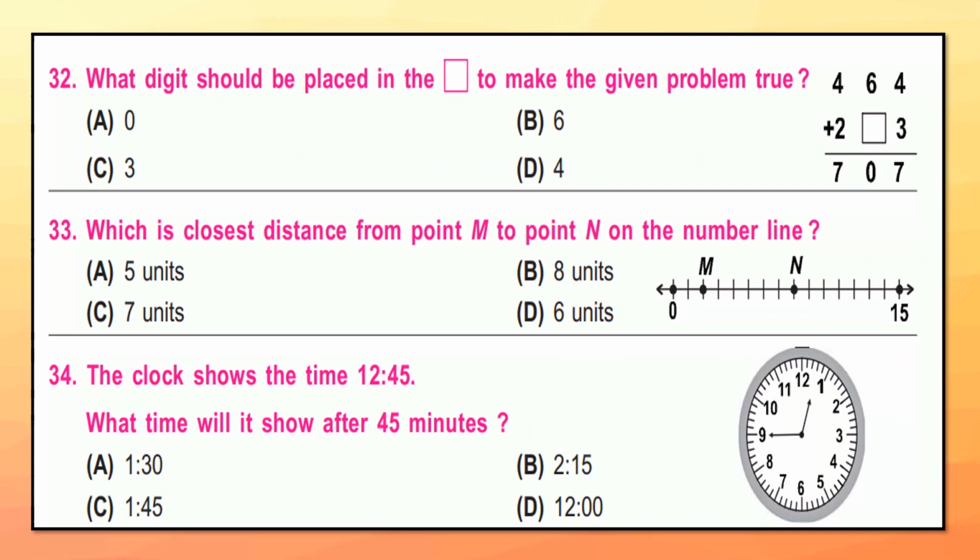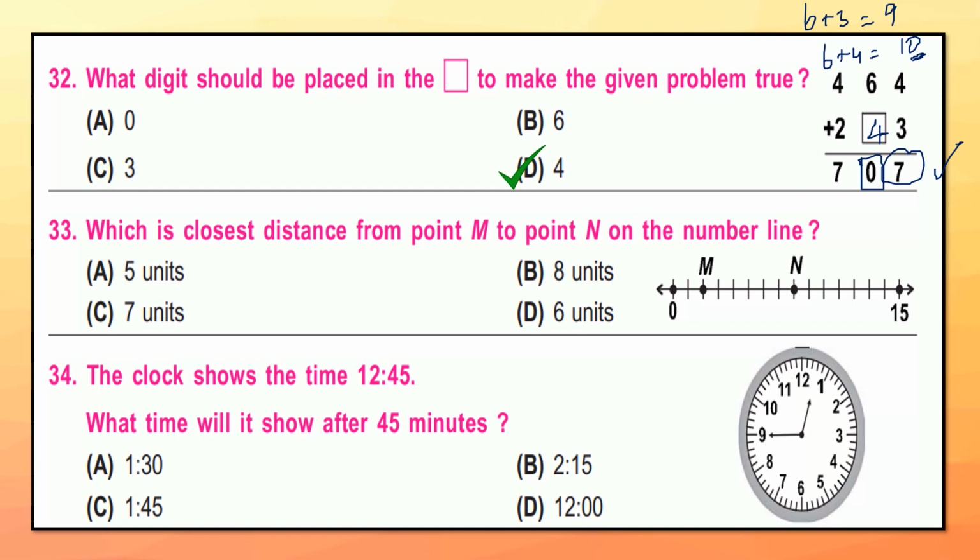Question number 32. What digit should be placed in the box to make the given problem true? The problem is 464 plus 2 box 3 gives us answer 707. Option A, 0, option B, 6, option C, 3, option D, 4. So 4 plus 3 we have 7. 6 plus what is going to give us 0? We know that 6 plus 3 is 9 and 6 plus 4 is 10, and that will give us 0 in the ones place. So therefore the correct answer would be option D, 4.